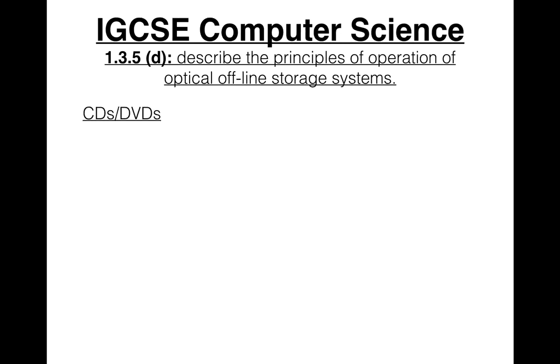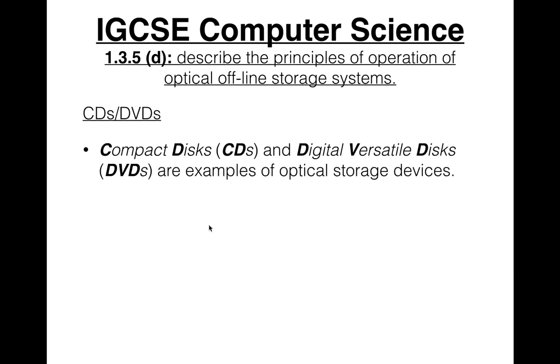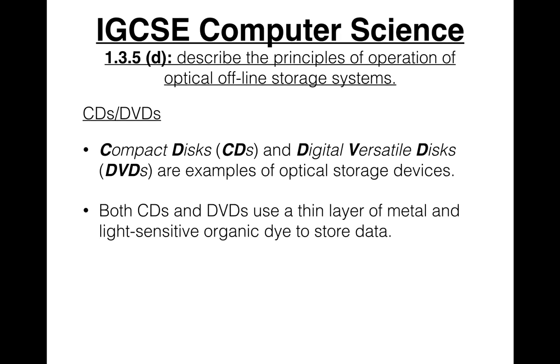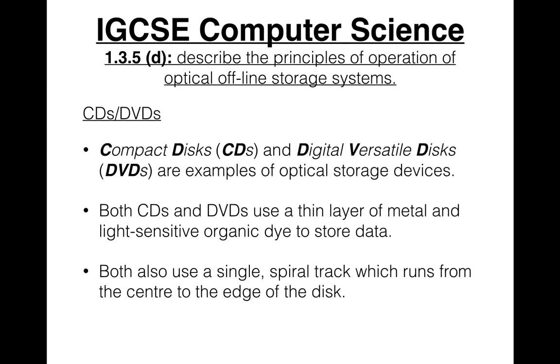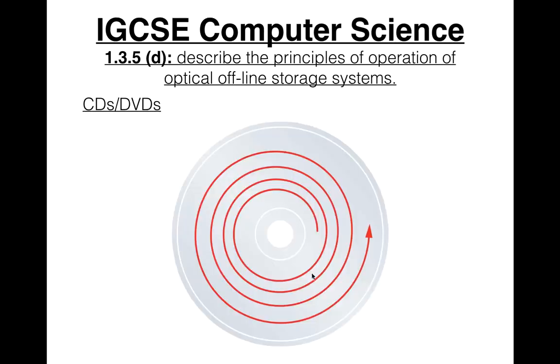CDs and DVDs. Compact discs and digital versatile discs are examples of optical storage devices. Both use a thin layer, or layers as you're about to find out, of metal and light-sensitive organic dye to store data. Both also use a single spiral track, which runs from the center to the edge of the disc. It's kind of like this, a spiral.